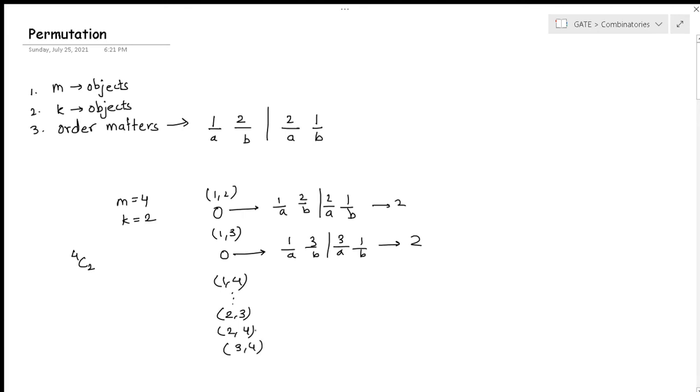For every pair we were having two combinations. So if I had to put this, what can I say? If out of m objects I have to take k objects where their ordering matters, it would be equivalent to first choosing the k objects out of m objects, and then those k objects can have k factorial possibilities. Now we will talk about this k factorial. I hope till now you have understood this.